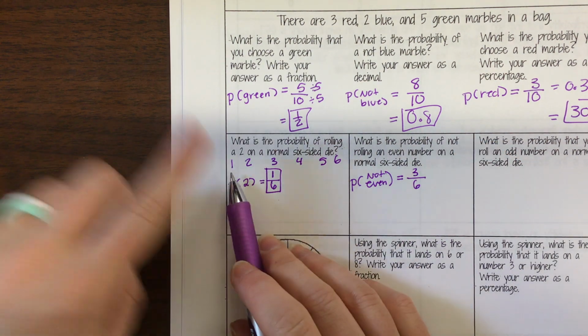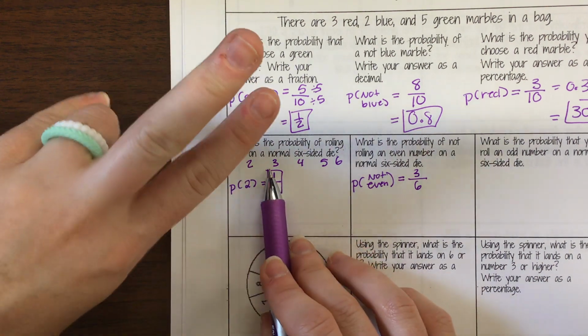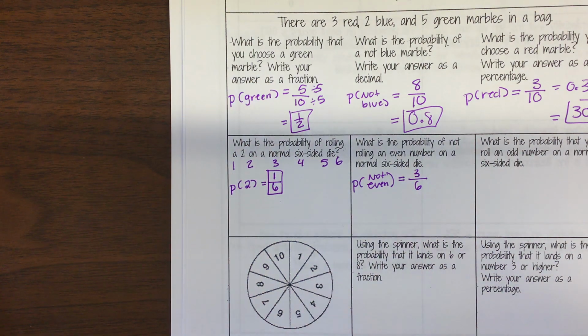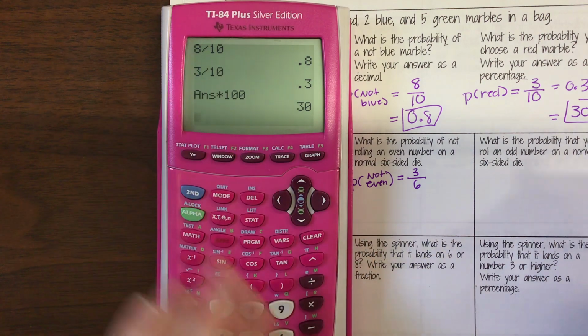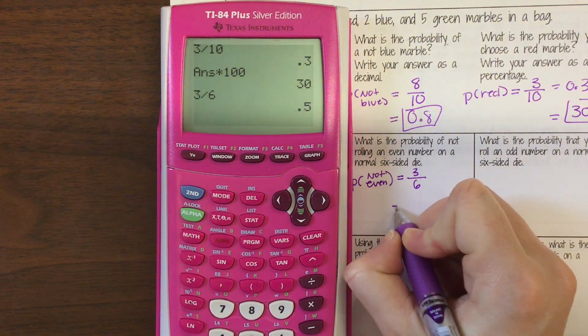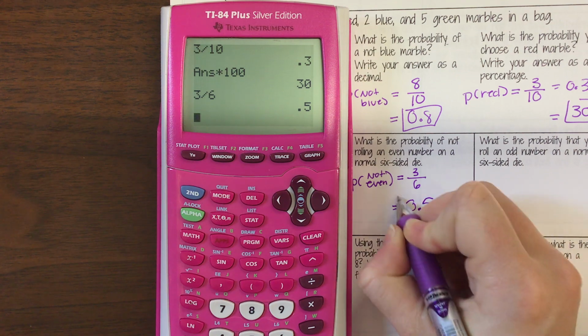Sorry, I did even ones. 1 is not even, 3 is not even, 5 is not even. Same thing. So 3 of them are not even out of 6 total. And let's change that to a decimal. We're going to take 3 divided by 6 is 0.5.